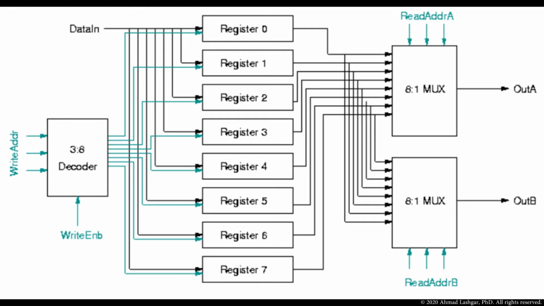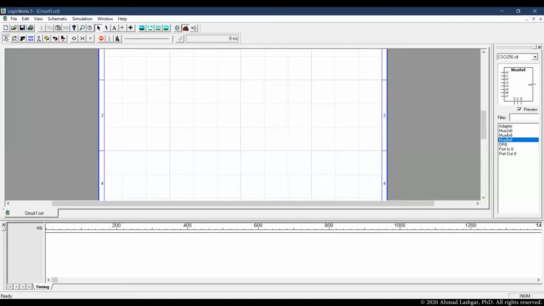All the components shown in the diagram were designed in previous videos. We designed the decoder in a previous video, and the 8-bit register in 2 previous videos. The 8-to-1 multiplexer comes from our standard library that you can download from the link in the description. Let's start designing the circuit in LogicWorks.